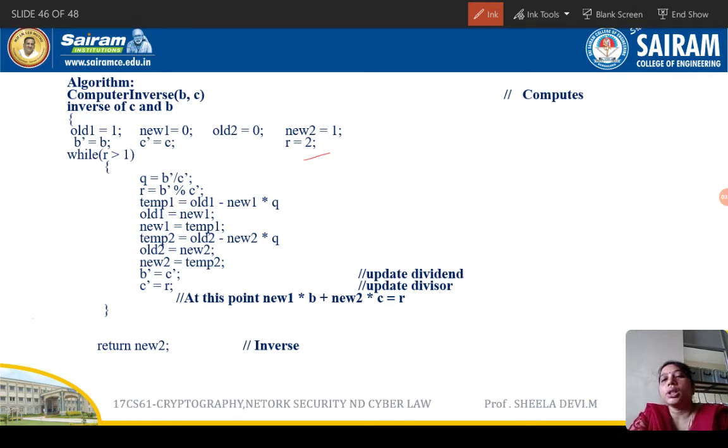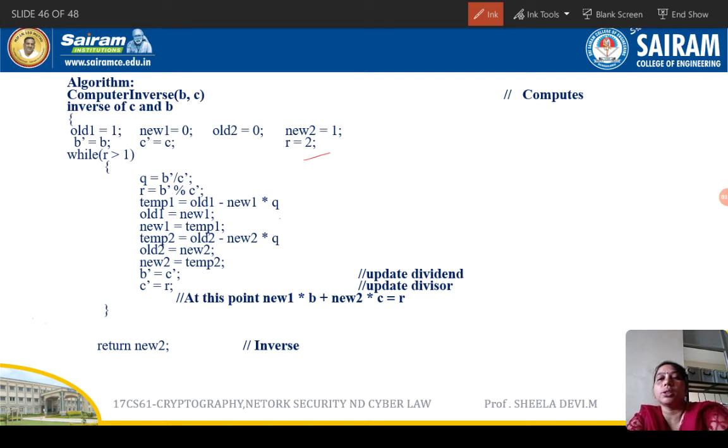So I can get into the loop, that is Q is equal to B by C. What is B by C? That is 79 by 12, and whatever quotient I get will be there, and the remainder is B mod C. As we said, in the mod operation we have to give the remainder value. Then temp 1 is equal to old 1 minus new 1 into Q. So what is the value of temp 1? Old 1 minus new 1 into Q.